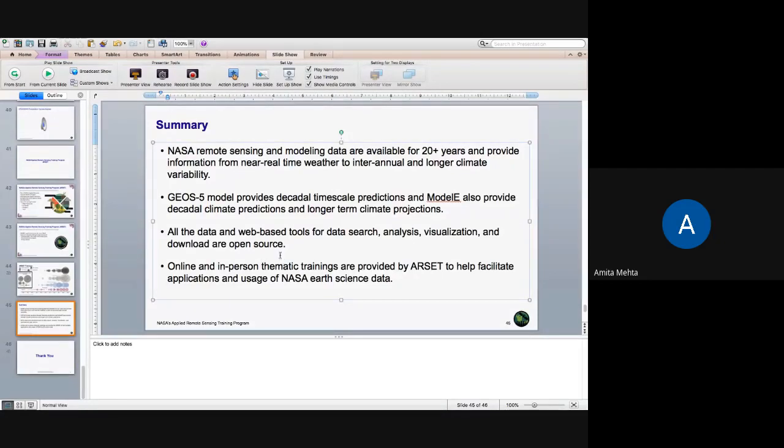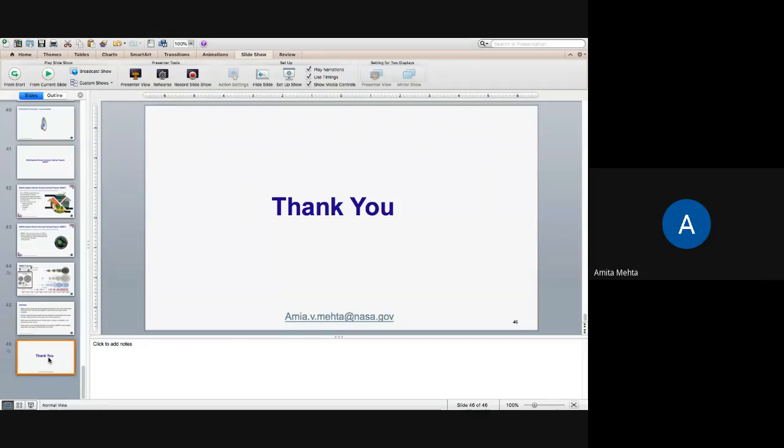All these data and web tools are open source, and RSET can provide online and in-person training if you are interested. So with that, I will end this presentation. I thank you for this opportunity, and if there are any questions, I'd be happy to answer them.